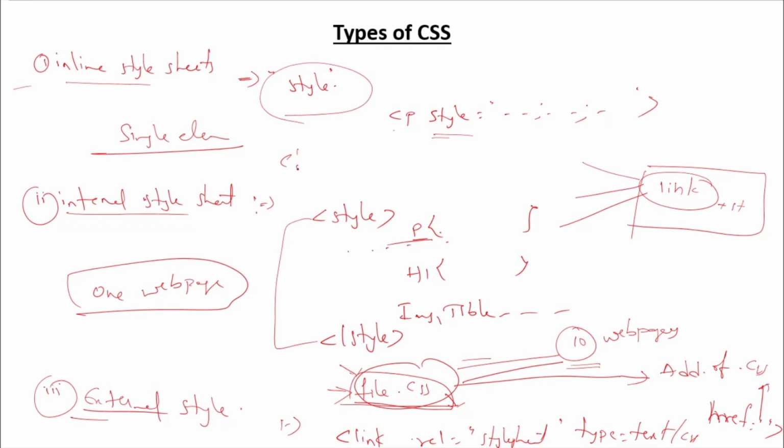Suppose you are using the color attribute green here, the same property blue here, and here the color attribute is yellow. When you attach these three style sheets to one web page, the text color would be green only. Why? Because the inline style has high priority. So we will check all these three types in a real example.